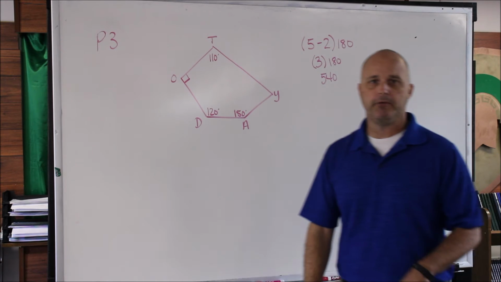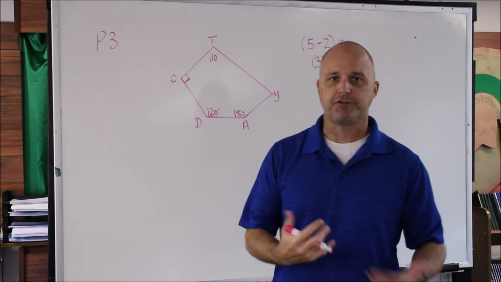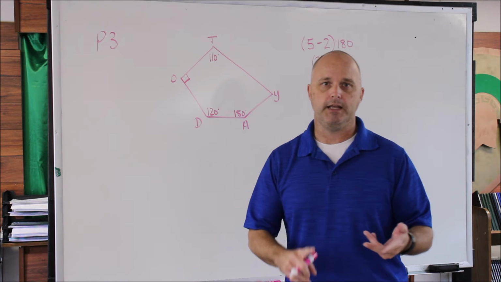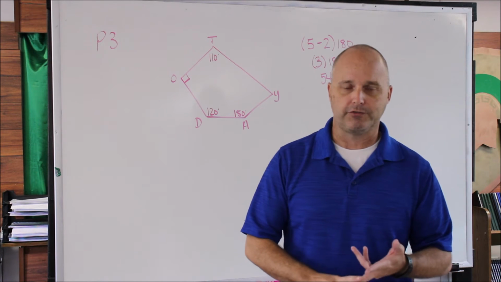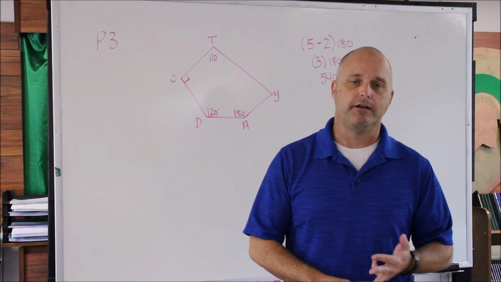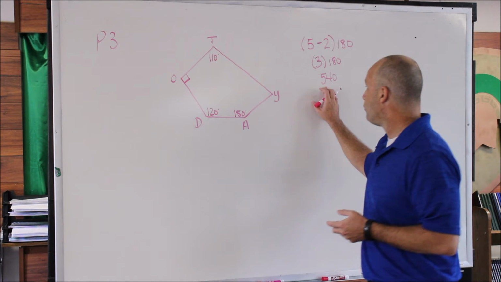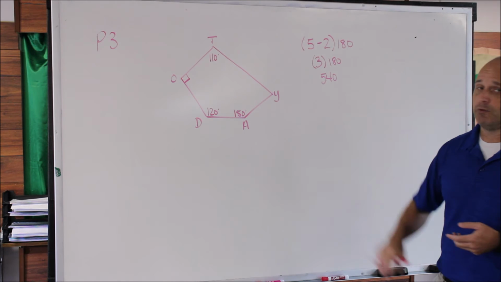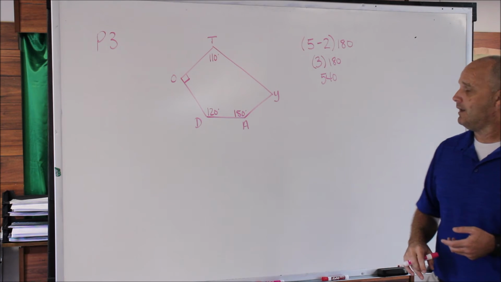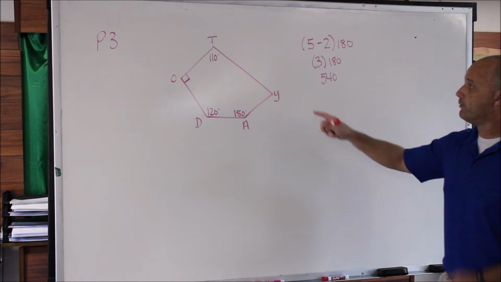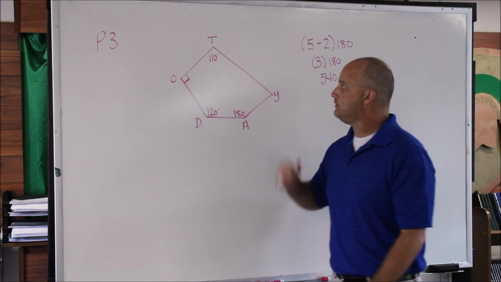Again, one of the things you may want to do as we move along is go ahead and start memorizing some of these measures. So a triangle is 180, a quadrilateral is 360, a pentagon is going to be 540, and then a hexagon is going to be 720, and then we'll move on beyond that. So we've got 540 degrees total in this pentagon.